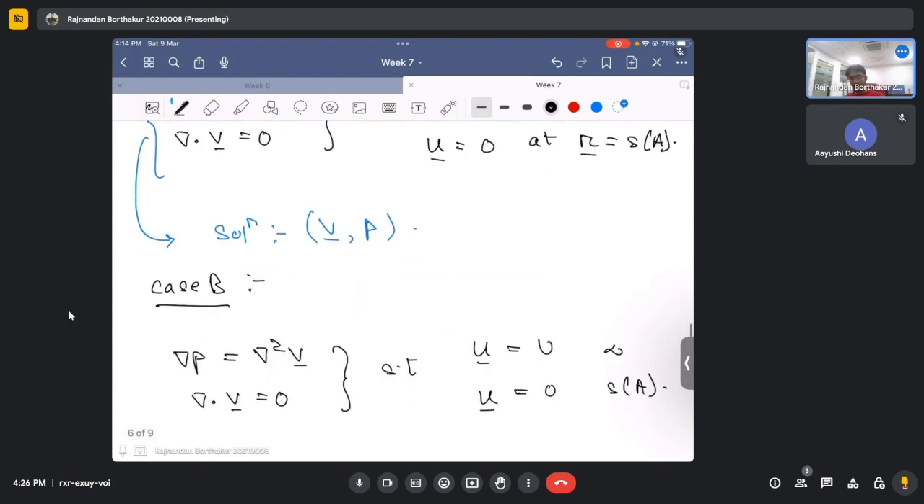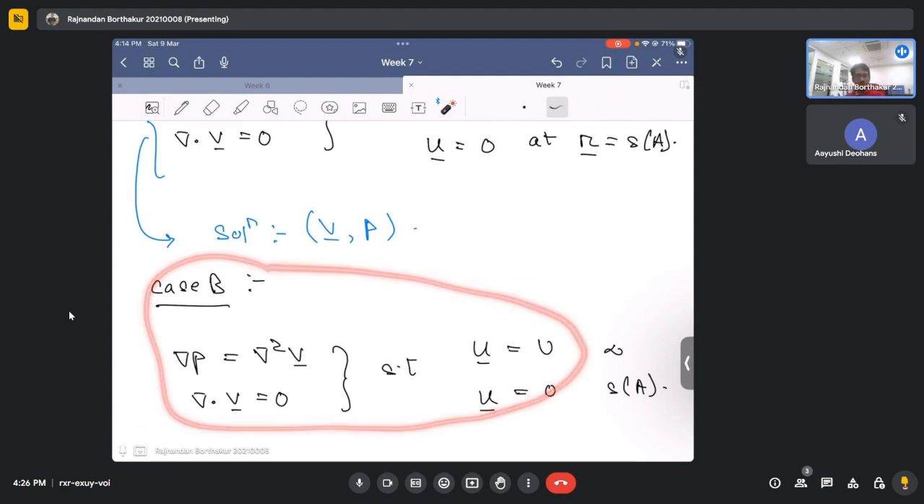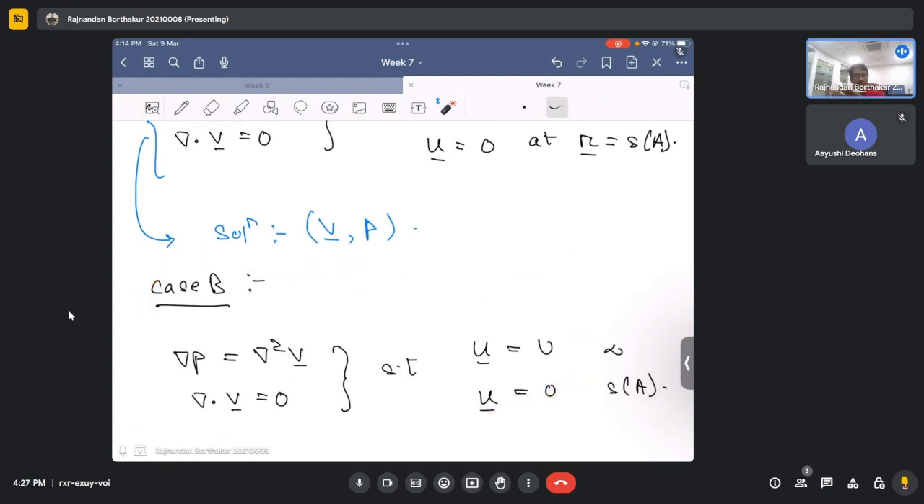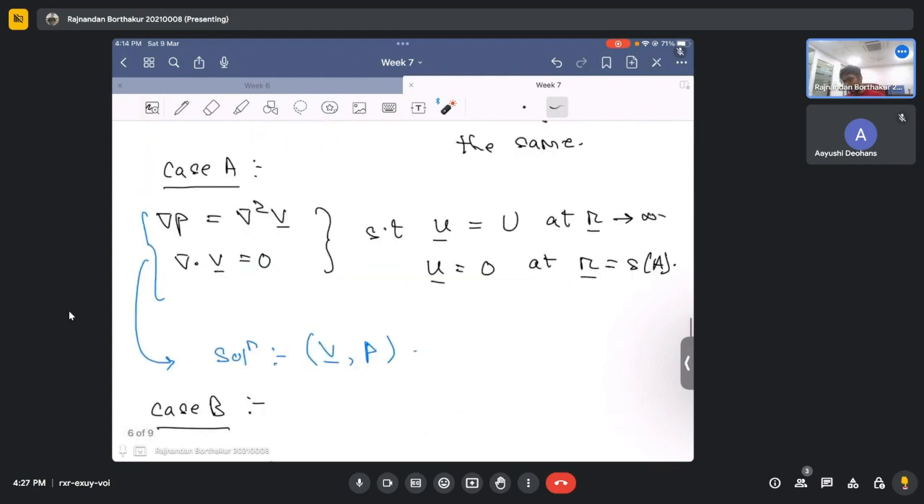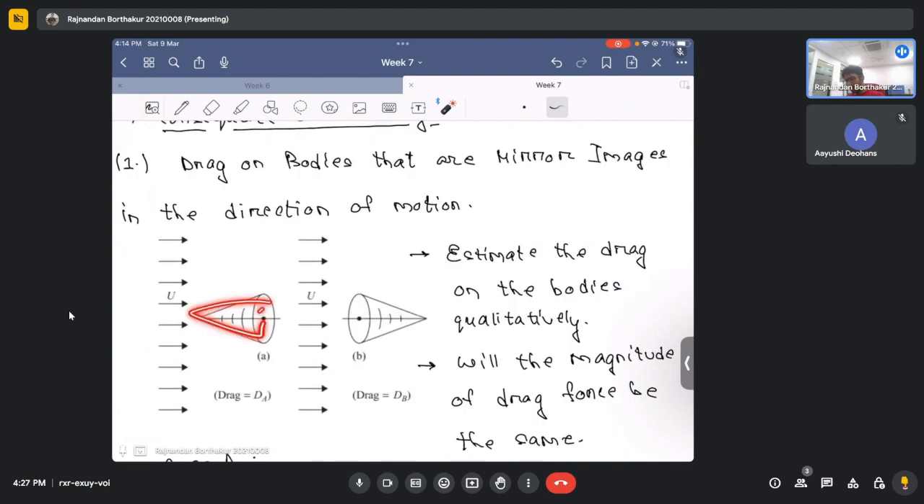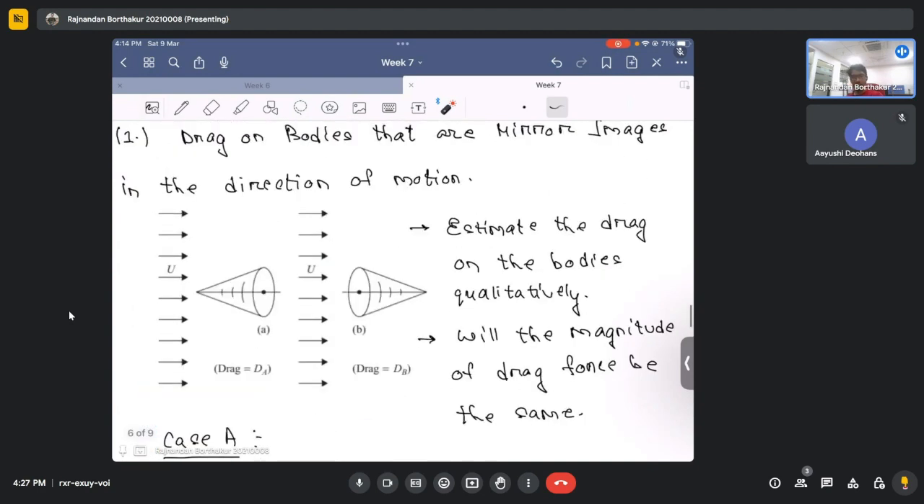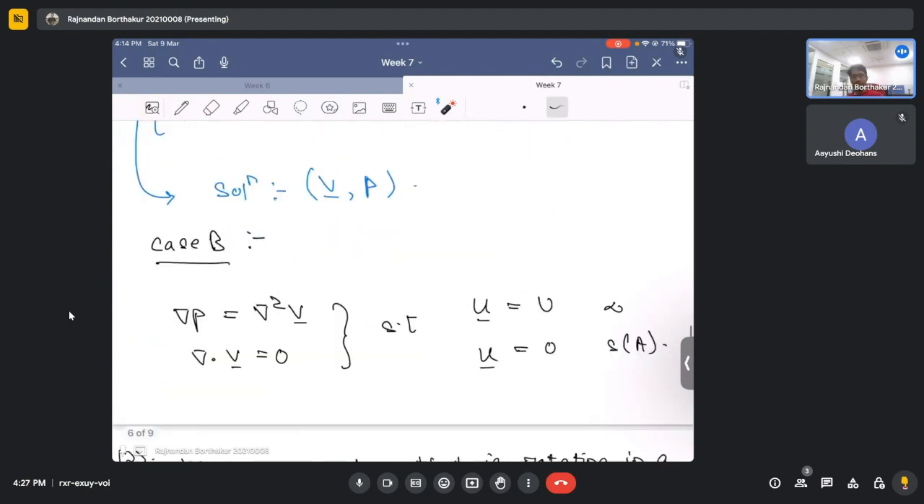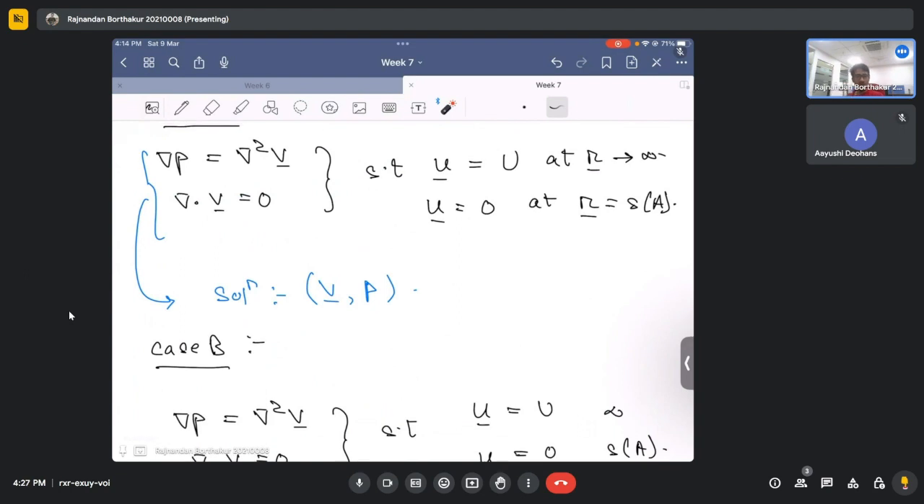Now, here is the point. Try to understand what I'm going to say. Can case B be replicated? Can we replicate case B by changing the direction of flow of case A? That means if I keep this same and I now want a flow which is moving from right to left instead of moving from left to right, can we replicate case B from case A? Is this a yes or a no? Can you tell me?